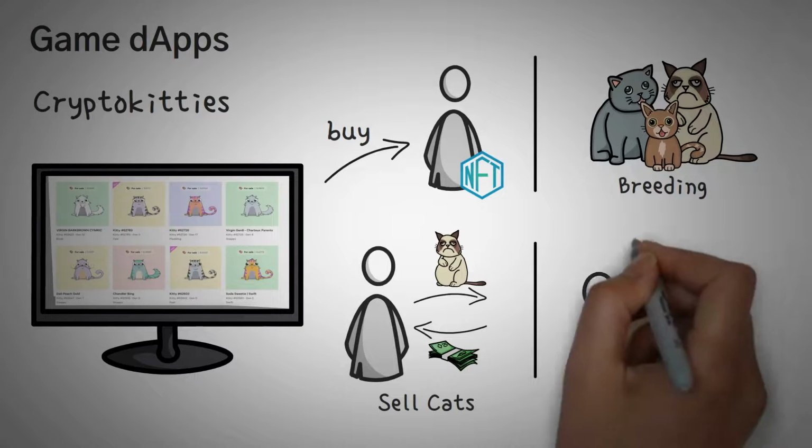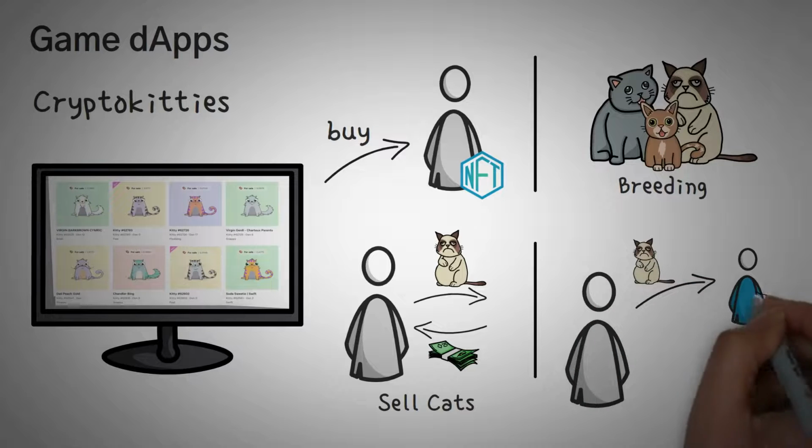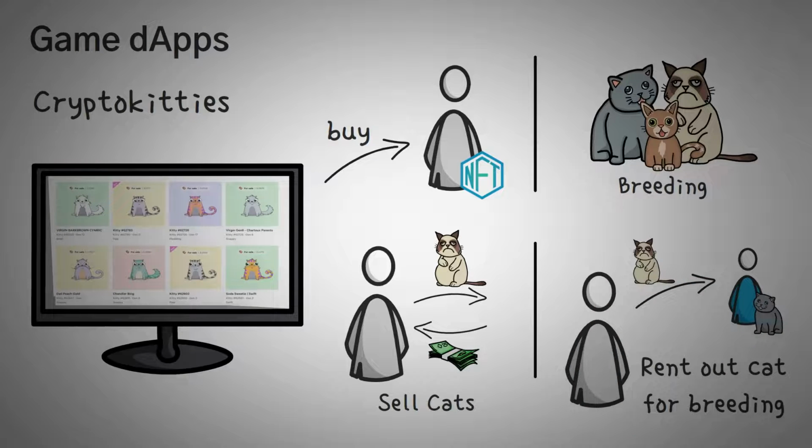Even more so, you can rent out your kitten to breed with someone else's kitten as a strange form of passive income on the blockchain.